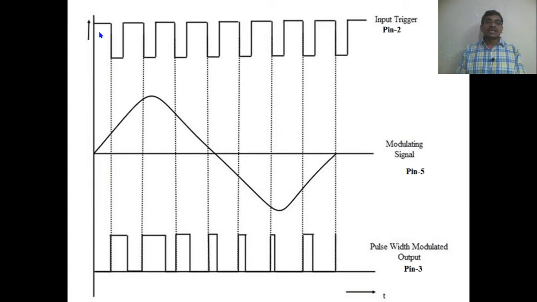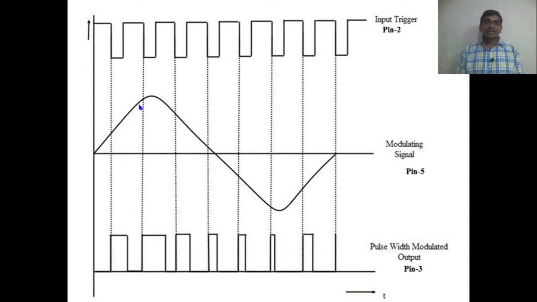Therefore, if you see, the second pin is given the carrier signal, the train of pulses, and the modulating signal or information signal is given to the fifth pin of our IC, which is the control voltage. Based on this modulating signal amplitude, our output voltage will have different duty cycles like this. Therefore we can say it is pulse width modulation.